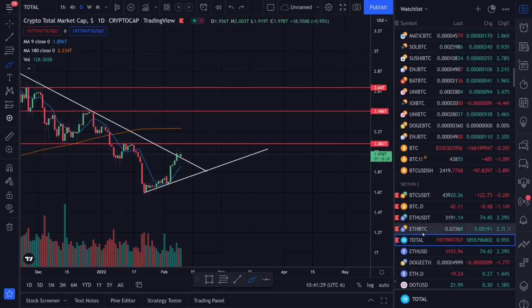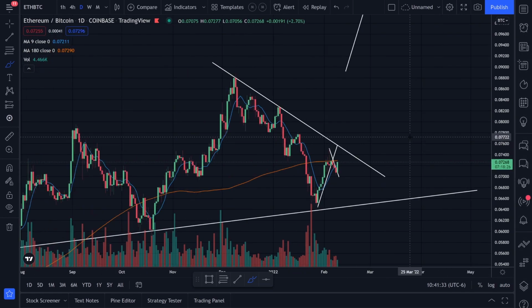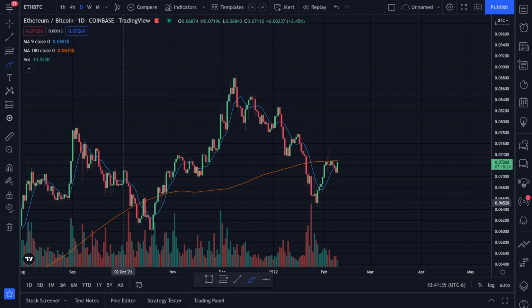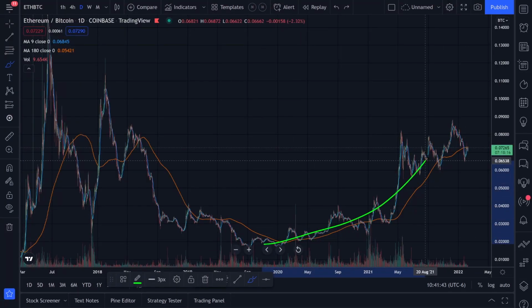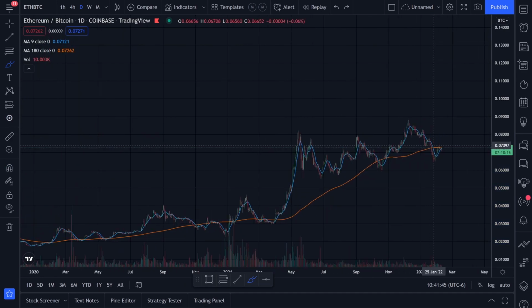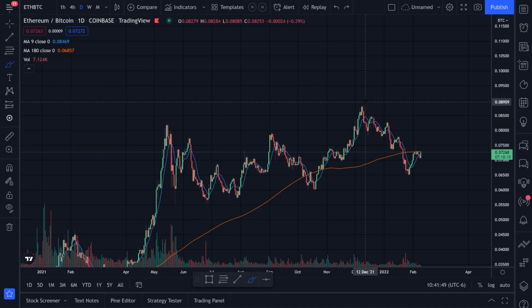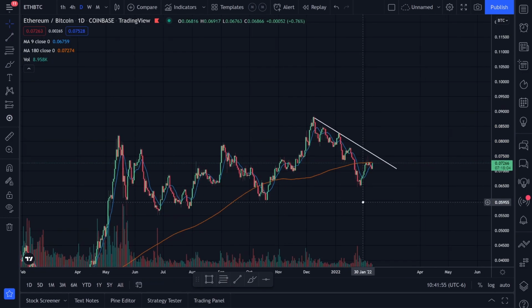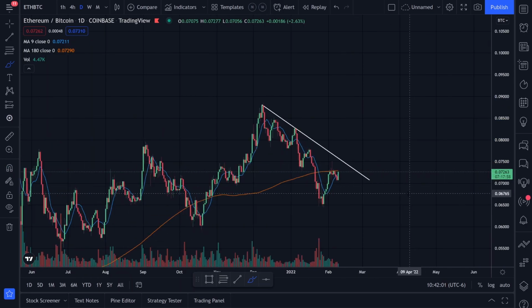If we jump over to the Ethereum to Bitcoin chart, here's what I've been watching on this chart. So let's go ahead and delete everything. We can zoom out, and Ethereum has been doing really good compared to Bitcoin for a long time, but right now it does look like we're getting some resistance, and we are in a downtrend. What I'm watching is we have resistance, resistance, something like this. We have this bigger downtrend.